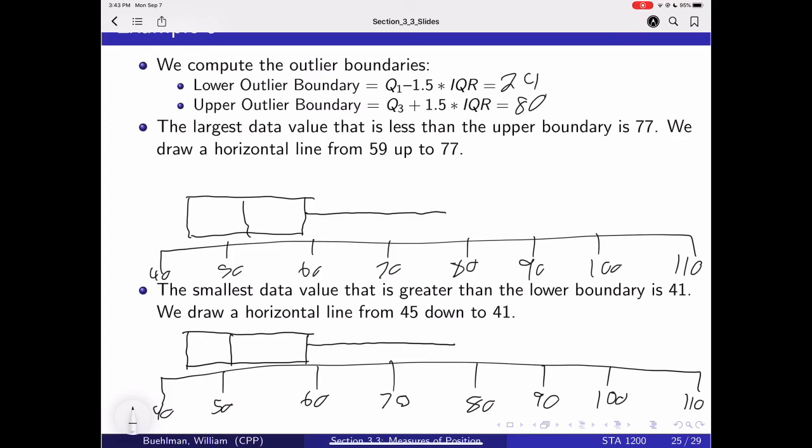Upper whisker done, we have to do the lowest whisker. The smallest value in the data set that is greater than the lower boundary is 41. So 41 is the smallest value in the data set that is greater than or equal to 24. So we draw the horizontal line on the lower side from 45 to 41. So those are the whiskers of our box plot.